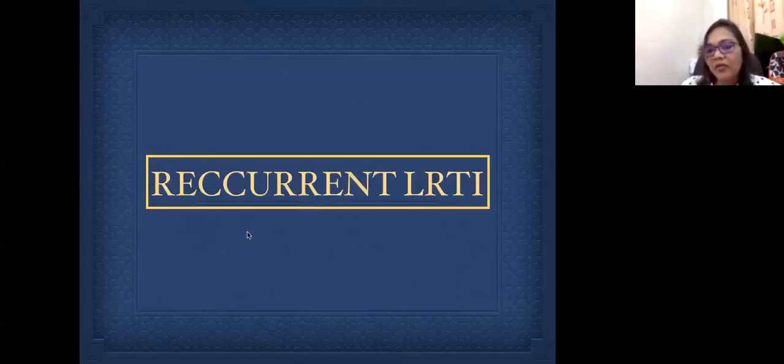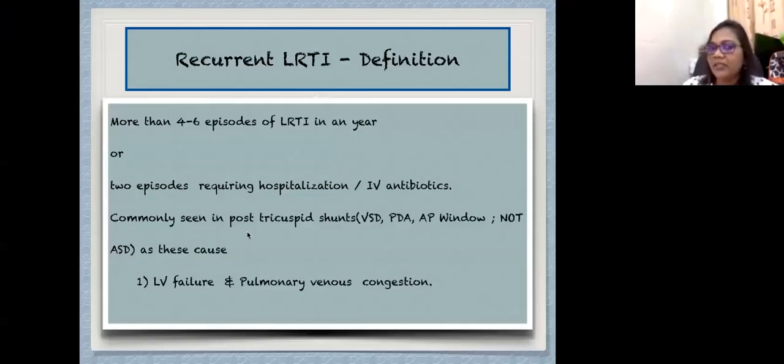So let us look into recurrent lower respiratory infections. So what is the definition of recurrent lower respiratory infection? It is defined as more than 4 to 6 episodes of lower respiratory tract infections in a year. Mind you, lower respiratory infections or 2 episodes requiring hospitalization and or IV antibiotics. So when you take the history, you have to be very sure where the baby got admitted, whether the admission was really necessary or not, and not blindly follow that the baby is getting admitted every time.